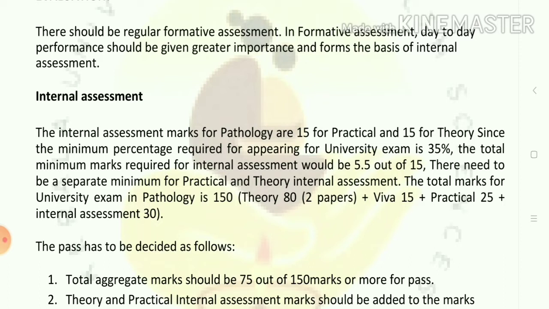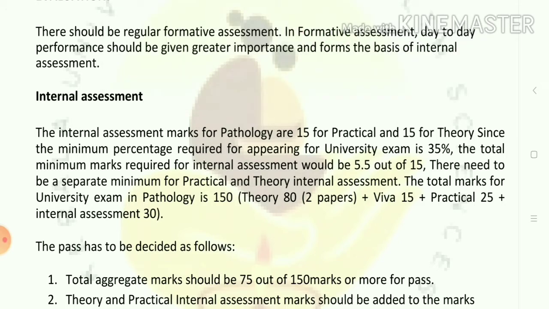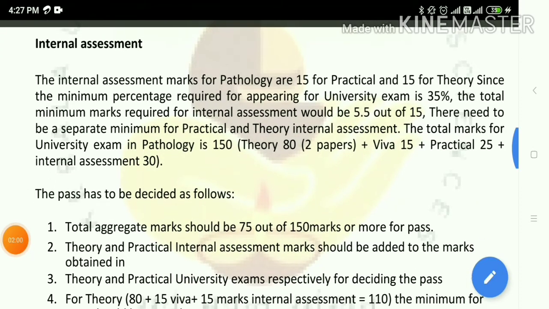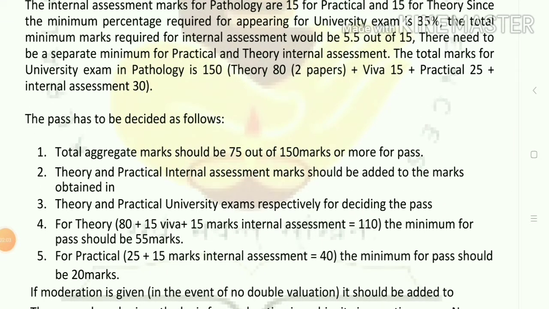Since the minimum percentage required for appearing in the university exam is 35%, the total minimum marks required for internal assessment would be 5.5 out of 15, like microbiology. There should be separate minimums for practical as well as theory internal assessment. So the total marks for the university exam in pathology is 150. And the pass has to be decided as follows. The total aggregate mark should be 75 out of 150.